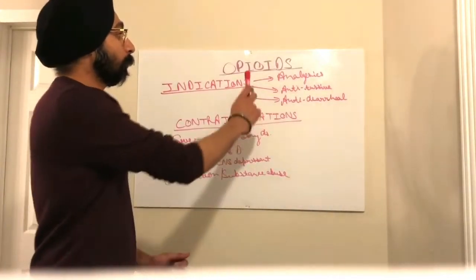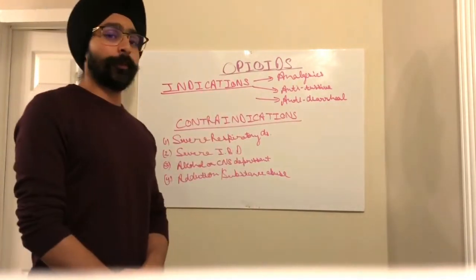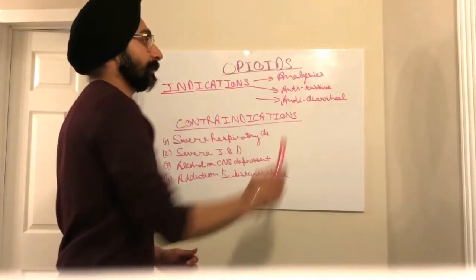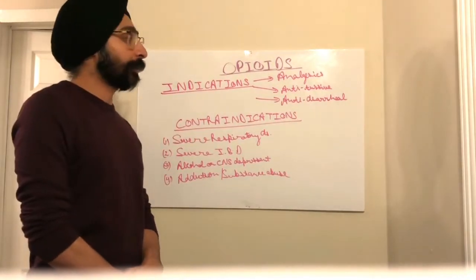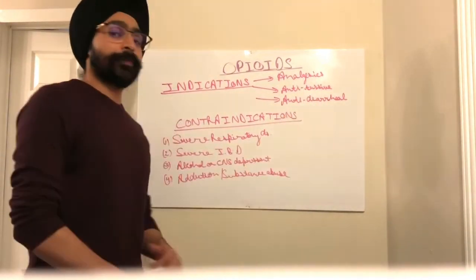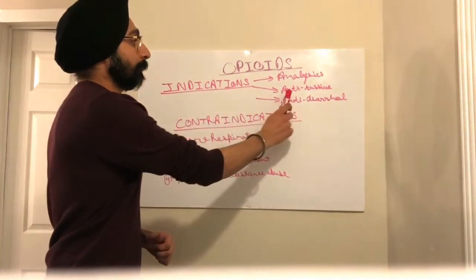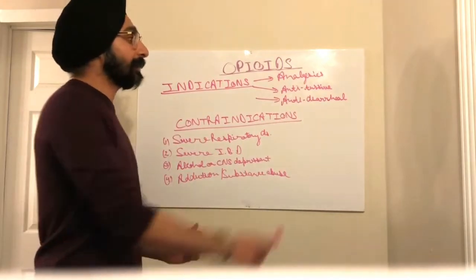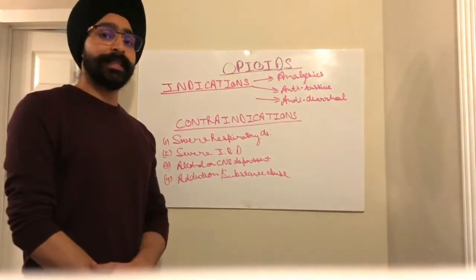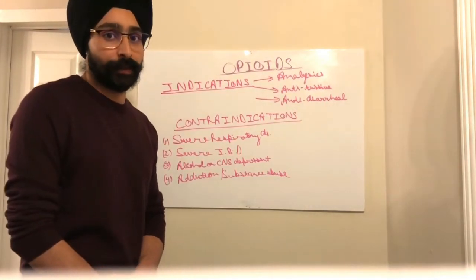Let's move on to opioids now. So the indications for the use of opioids are analgesia. It acts as a painkiller in severe pain. Then is antitussive. If a patient has cough, then it can be used as an antitussive. Then is antidiarrheal. If a patient has diarrhea, opioids have an indication in that case as well.